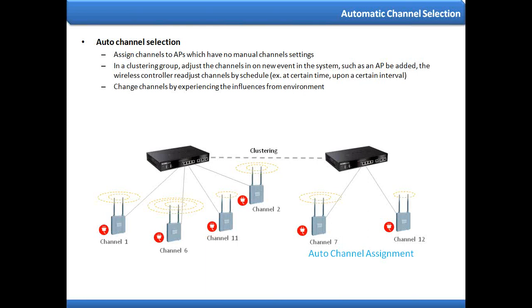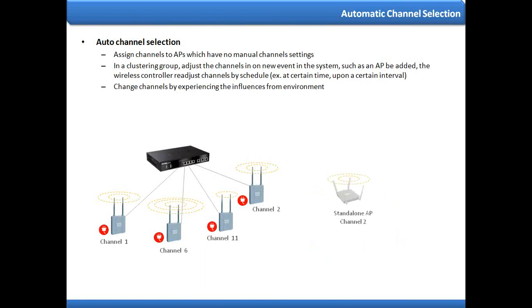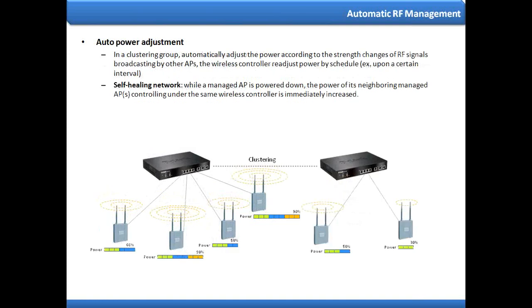Now, the next obvious question would be, well, what happens if I can't control the access point? If a standalone access point gets plugged into the network, you'll have a channel conflict in this case. And periodically, the wireless controller will determine the best channel that every access point should be operating on, and will automatically change itself to ensure that there is the lowest amount of interference. Now, auto power adjustment gives you some extra time to be able to replace or swap out an access point.